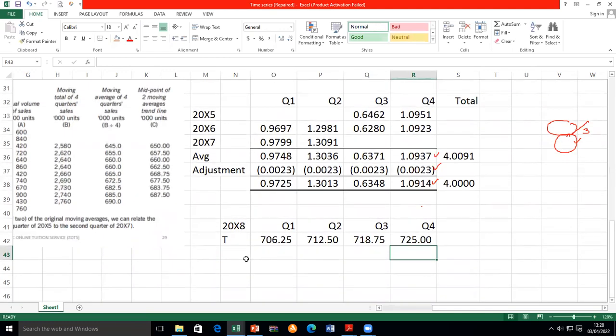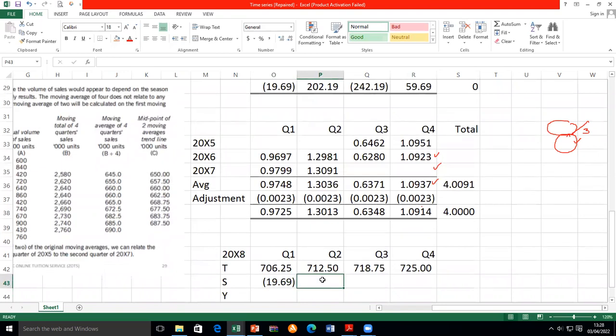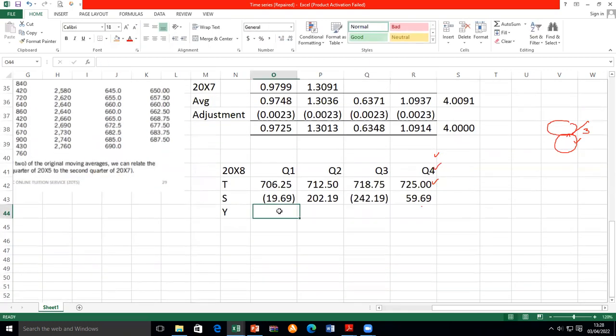So these are our estimates. Under the additive model, what are you going to do? You are going to add the seasonal factor to find the value that we are looking for, the Y. Where are the seasonal factors? They are here. Quarter 1 should be adjusted by that, quarter 2 by that, quarter 3 by that, and quarter 4 by that. And these are now the final values.